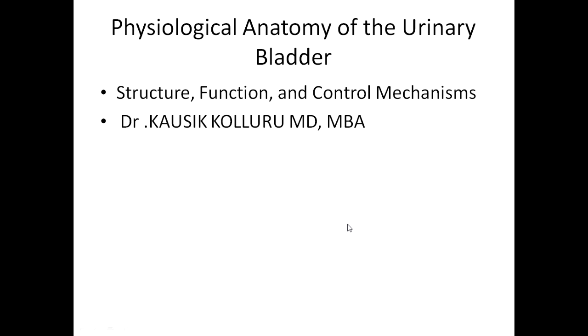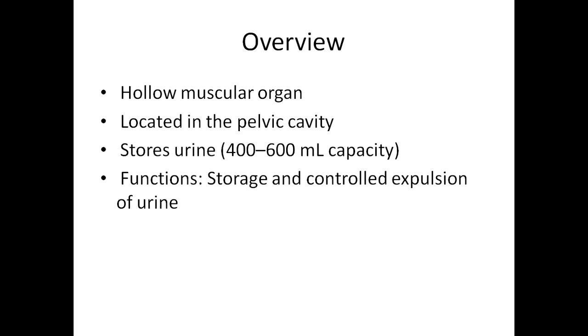Friends, today we are going to discuss the physiological anatomy of the urinary bladder. Here we are going to discuss the structure, function, and control mechanisms. It is a hollow muscular organ located in the pelvic cavity, and it stores around 400 to 600 ml of urine. The main functions are storage and controlled expulsion of urine.